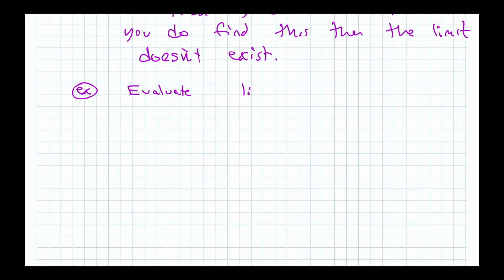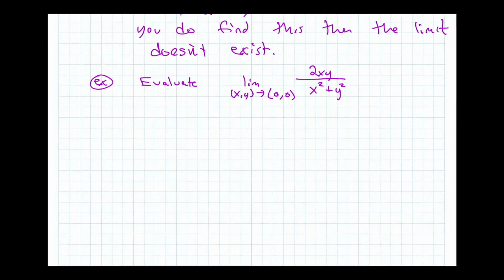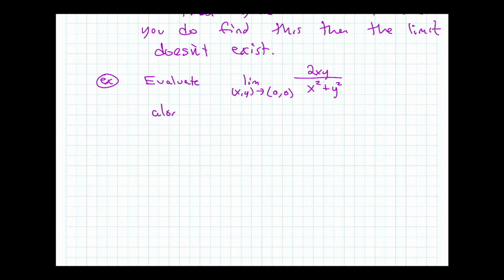Evaluate, let's say, the limit as (x, y) approaches, let's just say, (0, 0). I just need a function here. It can be any kind of function. I'm going to say 2xy over x squared plus y squared. I'm going to say evaluate that limit along the path just y equals 0.